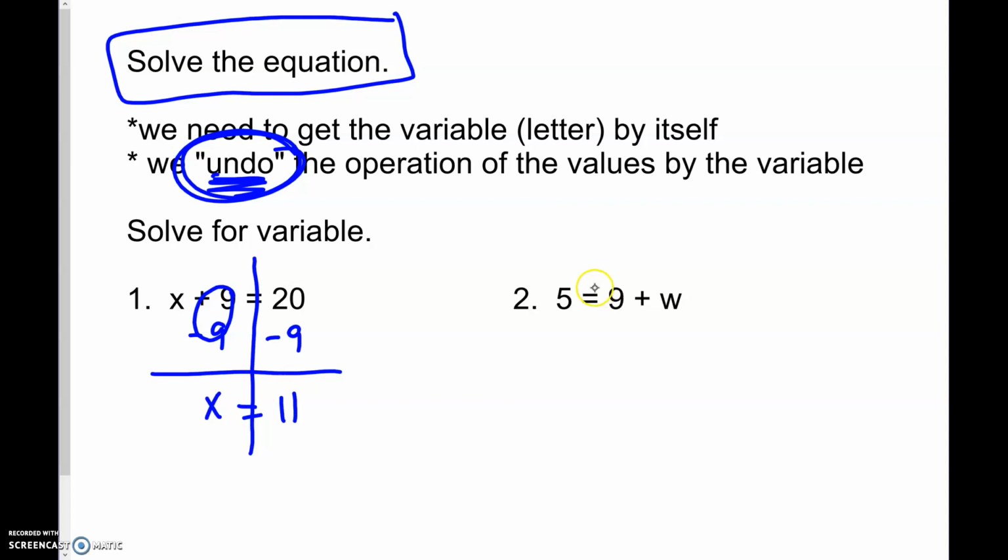All right, and the next one, number 2, draw a line down the equal sign. Remember, we have to do the same thing on both sides. This time they put the letter on the right. So what does this say? 9 plus w. This 9 is a positive number. So the opposite of that is going to be to subtract 9. All right, now we're going to take 5 minus 9, and we get a negative 4. And the whole point of us doing that was so this 9 minus 9 is going to cancel out, and we're left with w. So w equals negative 4.